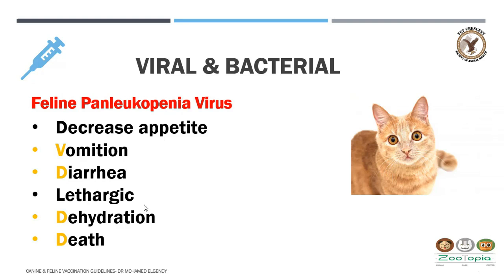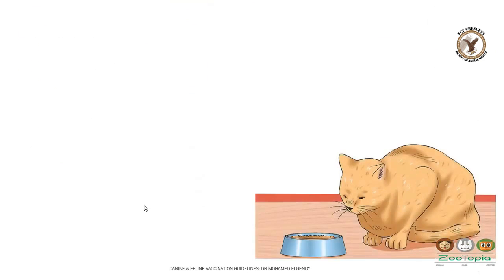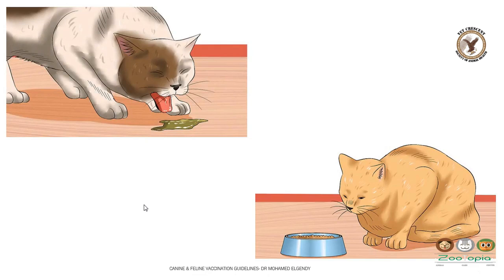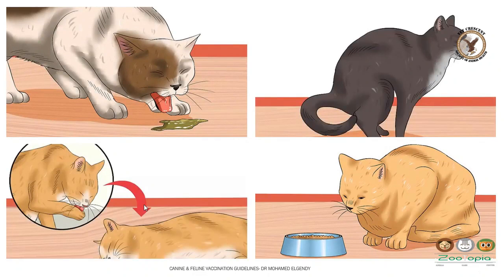We can make an abbreviation of these signs as VD3: V for vomition, D for dehydration and diarrhea, and death. Look at this diagram, which shows the signs. The animal starts to refuse eating and becomes anorexic, then vomits, then bloody diarrhea, then dehydration and death.